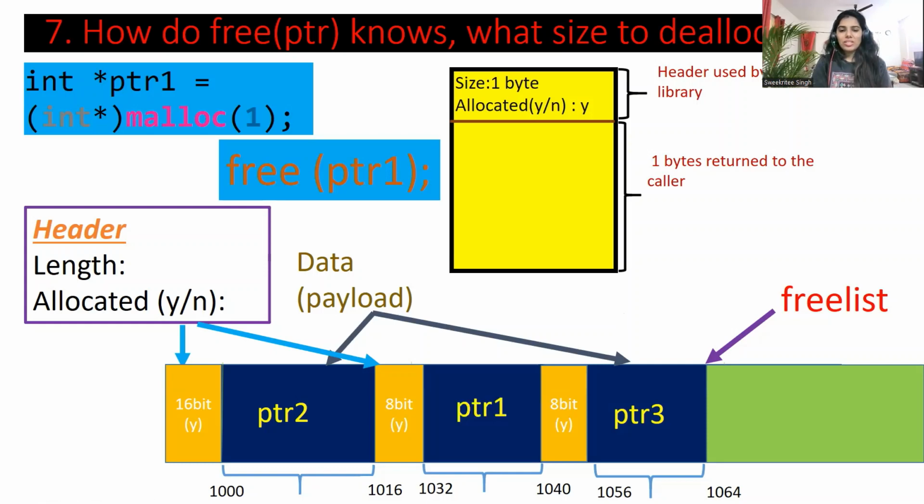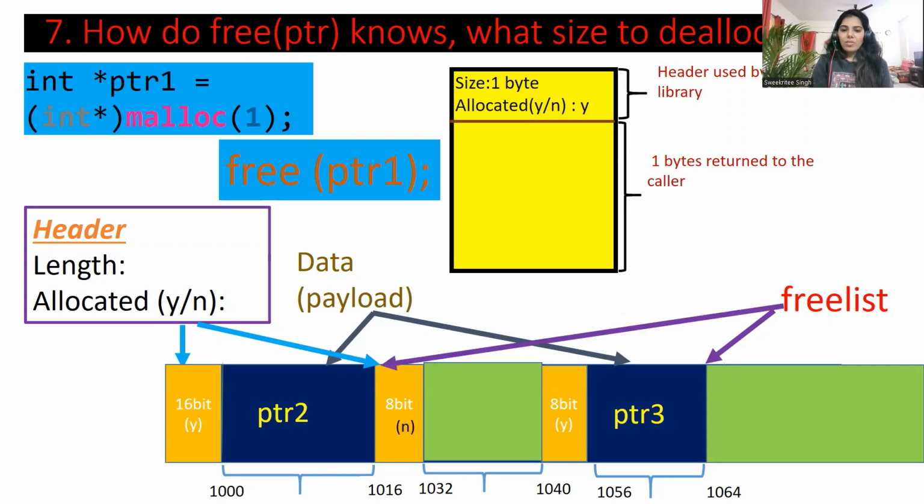And as you can see, PTR1, which was pointing to the 1032 to 1040 location, is freed, and the free list is updated. Free list starts pointing to the start of the free memory allocation, which is the start of the header. Cool. So now when the interviewer asks you the question of how PTR knows how much memory it has to deallocate, hope that you will not be afraid and you will answer him immediately.